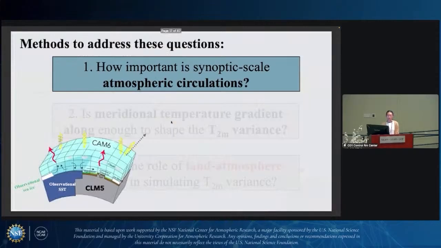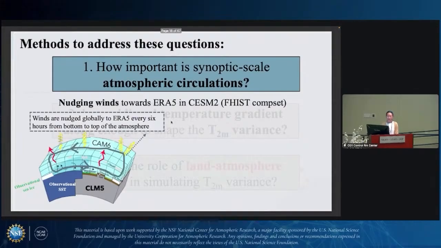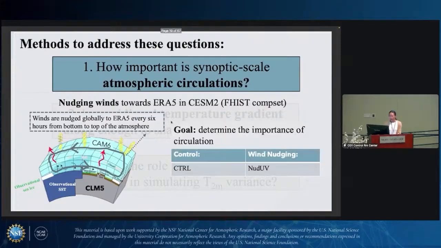So to address these questions, we ran 4 different numerical simulations using CSM2 AMIP type simulations. To address the first question, we nudge the global wind 6-hourly to ERA5 from the bottom to the top of the atmosphere, and we call these experiments nudged UV. By comparing the control experiment with nudged UV, we can determine the relative importance of the circulation.